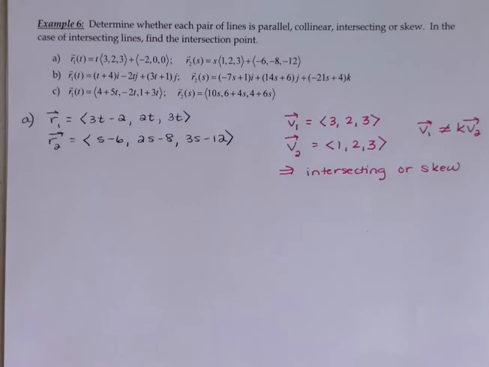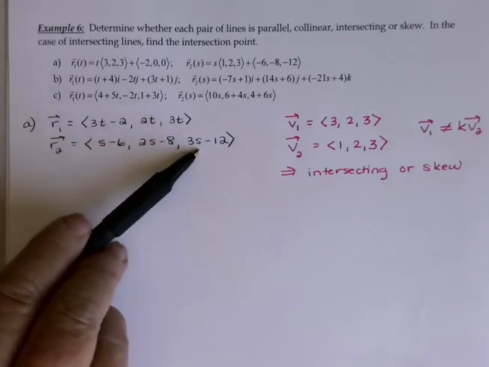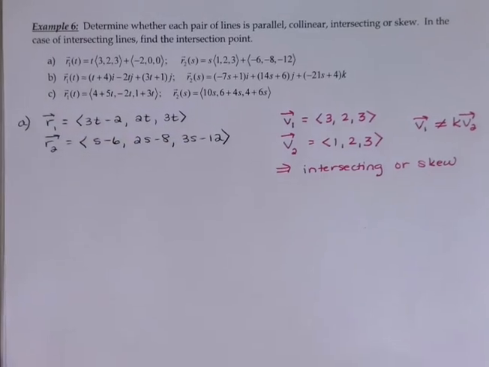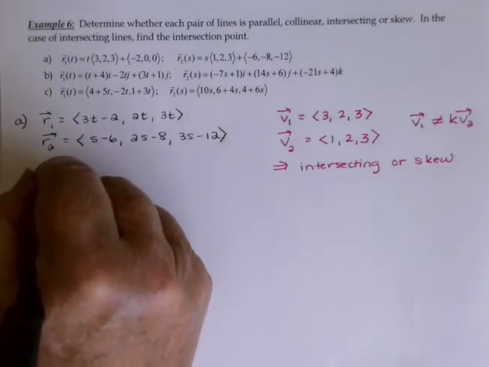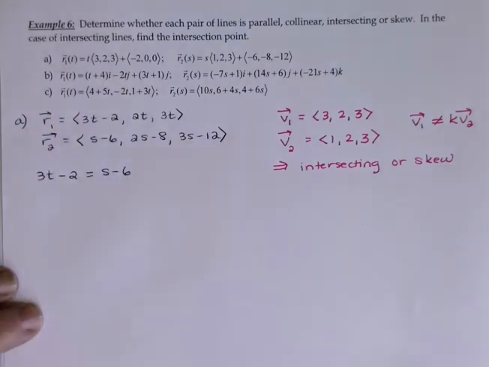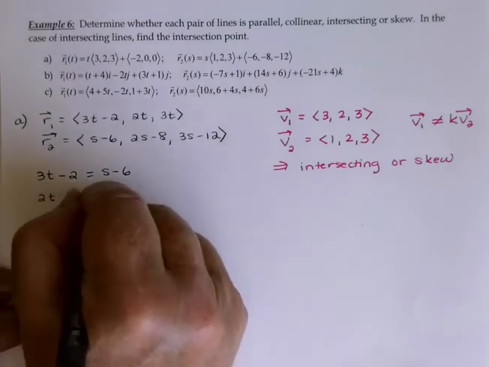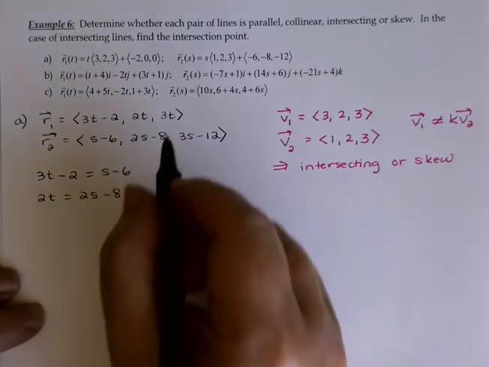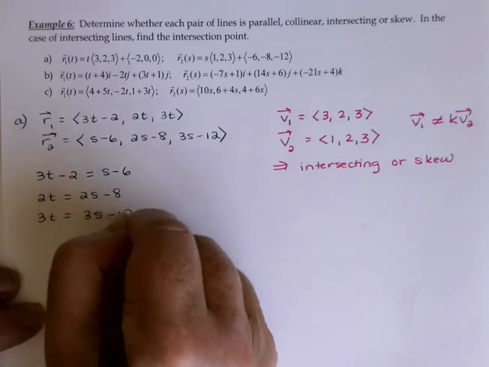So now I'm going to try to find an intersection point. In order to do that, I'm going to say that if these lines intersect, then the x values have to be equal to one another, so do the y's, and so do the z's, right? They only intersect if all three components match. So I'm going to set them equal. For the x's, I would have 3t minus 2 equals s minus 6. For the y's, 2t equals 2s minus 8. And for the z's, 3t equals 3s minus 12.